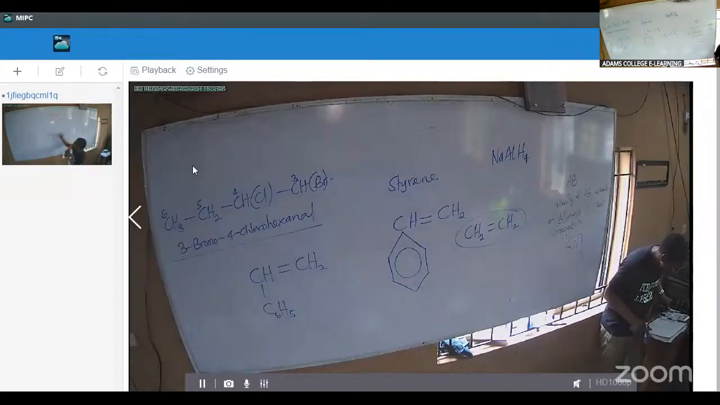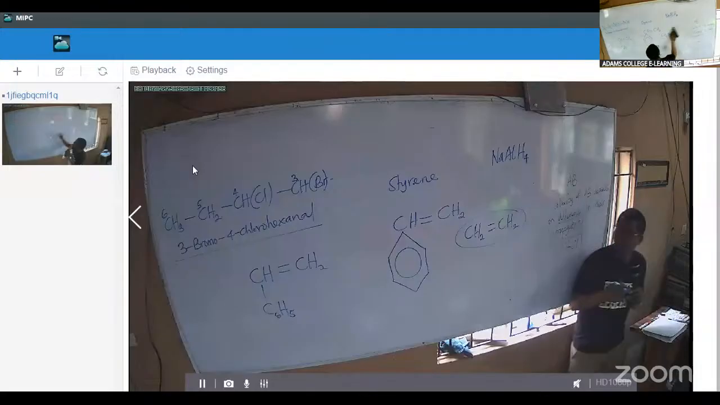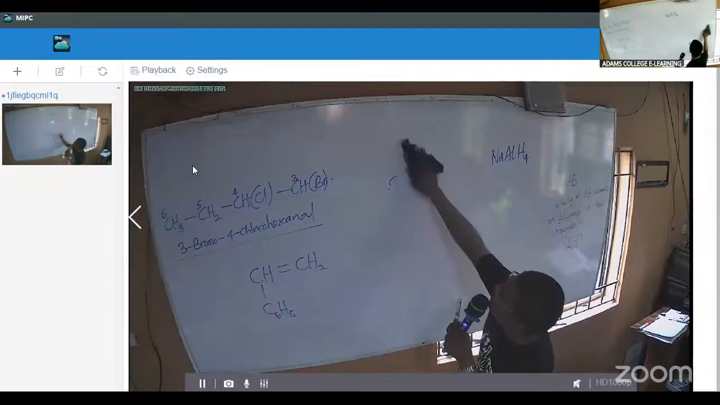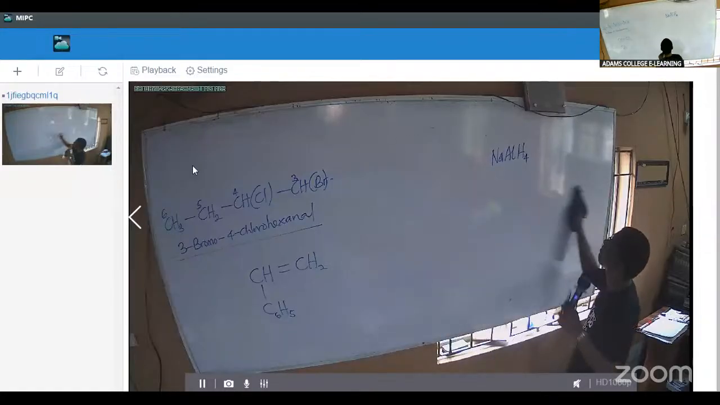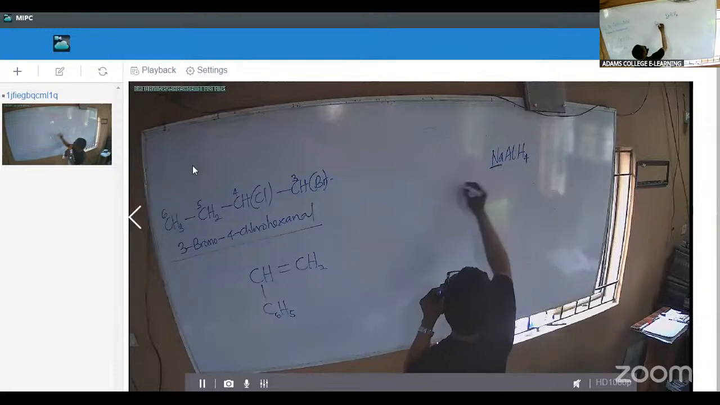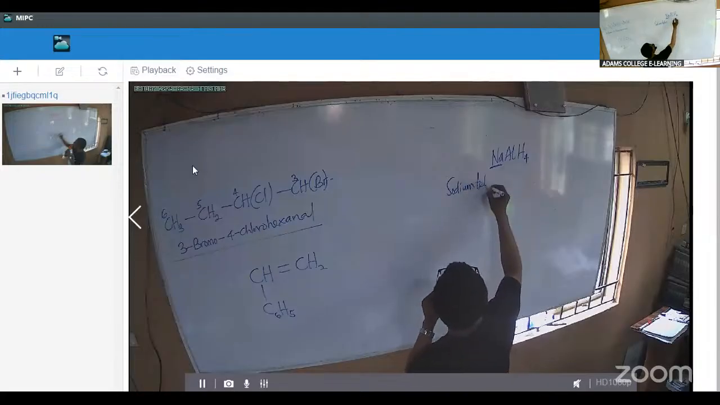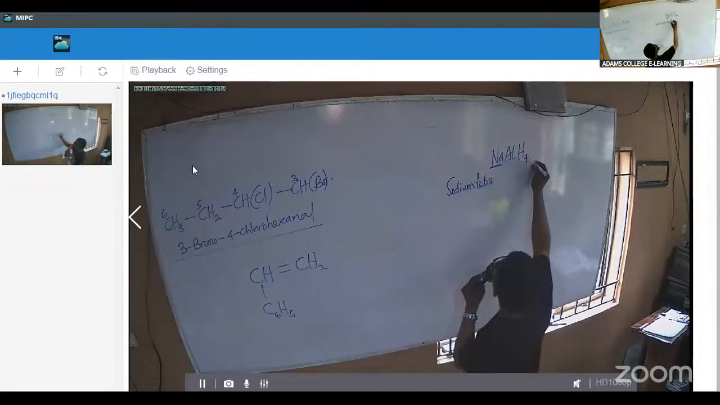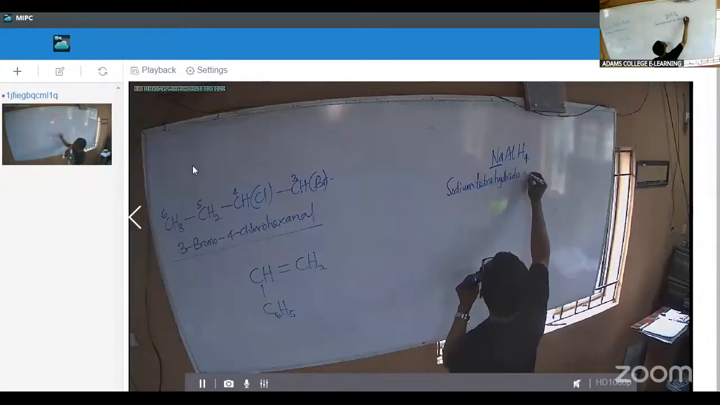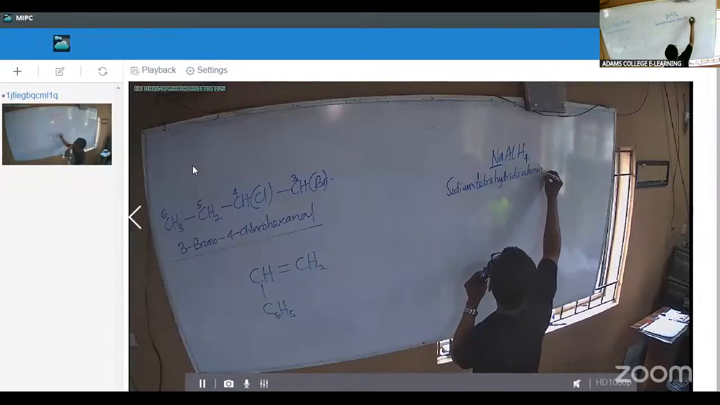Have you written the name? What's the IUPAC name of that? So you start with sodium. 4 means what? Tetra. Anytime you say hydrogen like this, don't say hydride, say hydrido. Aluminate what? 3. Thank you.